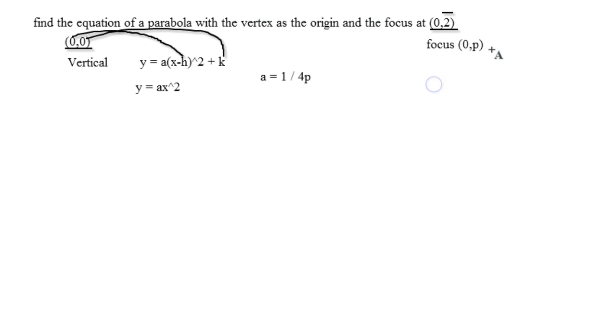The reason why it's (0, p) instead of (h, k plus p) is because if the origin is at the vertex, the focus is just going to be (0, p). Now, if you notice the difference between the two is that it got a 2 and a p, so 2 equals p. So now I know that a is going to be 1 over 8.